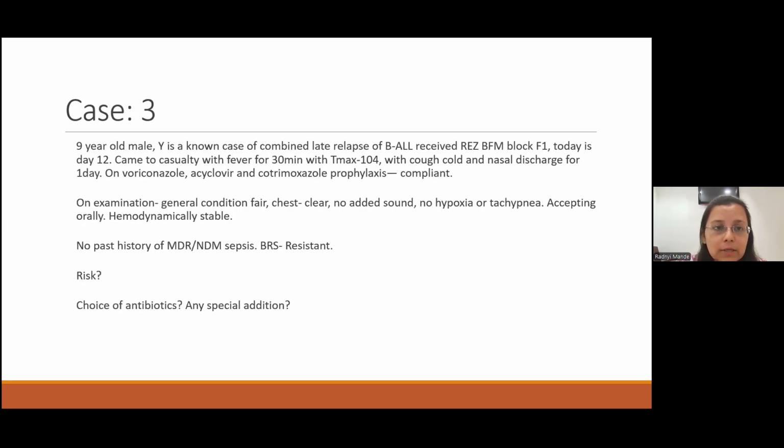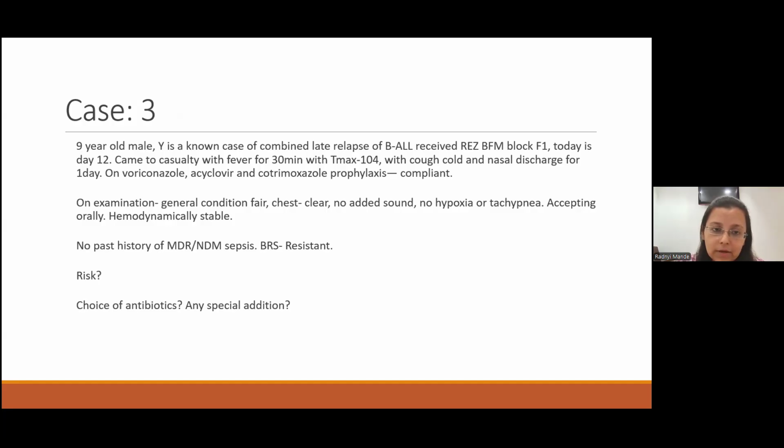So coming to the third case, this is a 9-year-old male who's a known case of combined late relapse of B-ALL. He has received RES-BFM block F1. Today is day 12. He has come to casualty with fever for 30 minutes with Tmax of 104, with cough, cold and nasal discharge for 1 day. He's on voriconazole, acyclovir and cotrimoxazole prophylaxis and he is very compliant. On examination, general condition is fair, chest is clear, no added sounds, no hypoxia or tachypnea, accepting orally, and he is a hemodynamically stable patient. And there is no past history of any MDR sepsis.